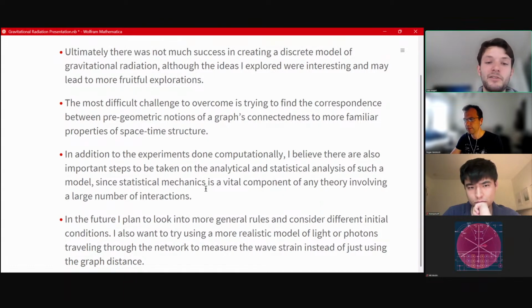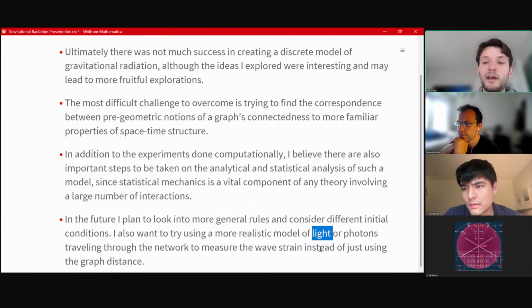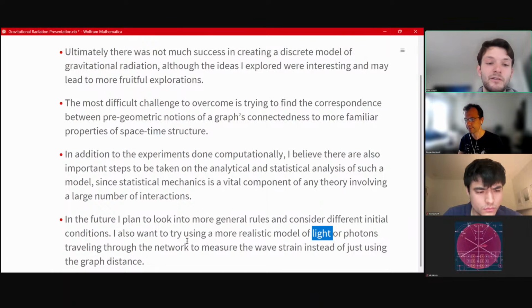Like I said before, I think there's a lot of statistical analysis to do, and statistical mechanics has been a big part of modern physics as well. And yeah, I think instead of just measuring the graph distance, I also think it would be great to try and model photons or light actually traveling through the network, because that's actually how an observer would measure a gravitational wave. And so that seems more realistic.